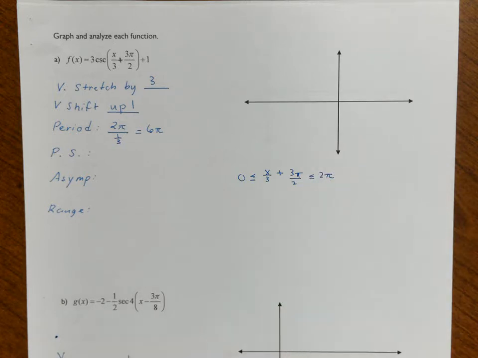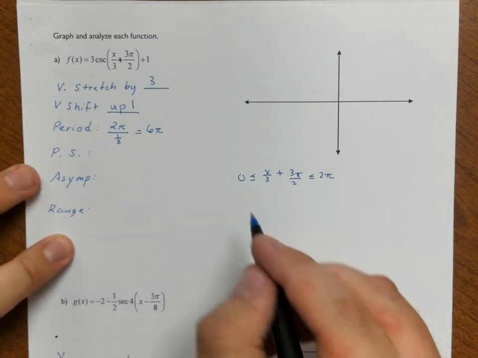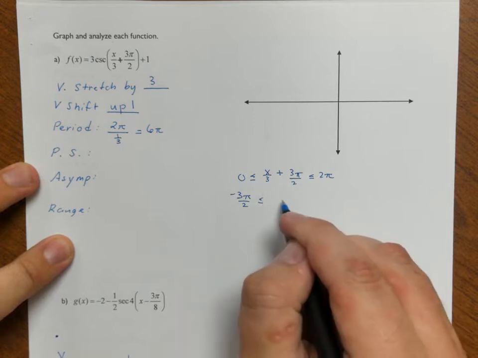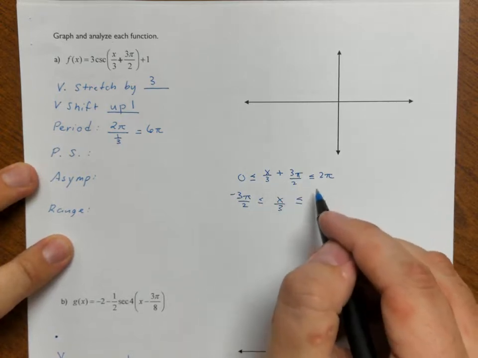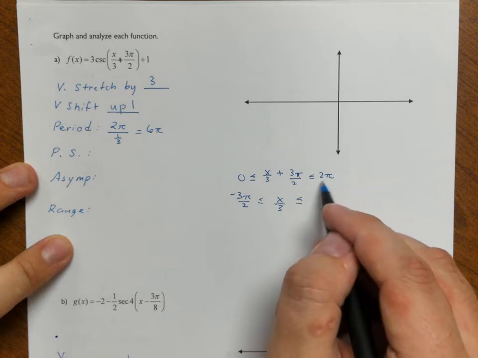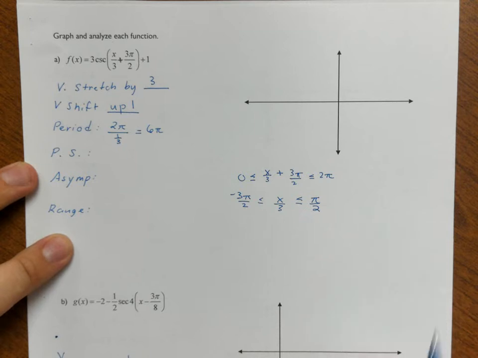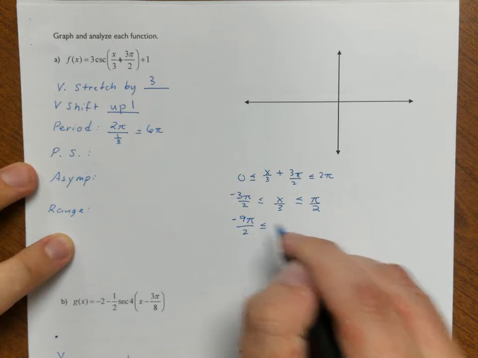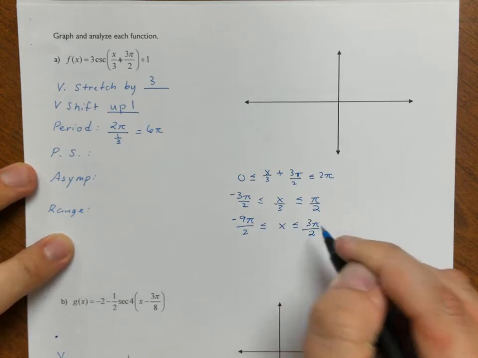So if I set this up, and then I subtract 3 pi over 2 from both sides to solve, or from all three parts, because I am subtracting it from the middle as well. 2 pi is, of course, 4 pi over 2, so if I subtract 3, I'm left with pi over 2. And then I multiply by 3. If I do that, I get negative 9 pi over 2, x, and 3 pi over 2.